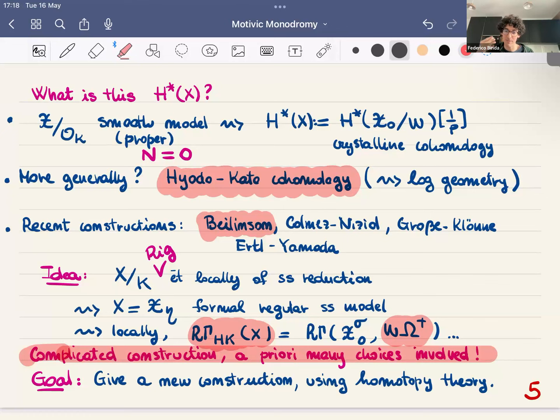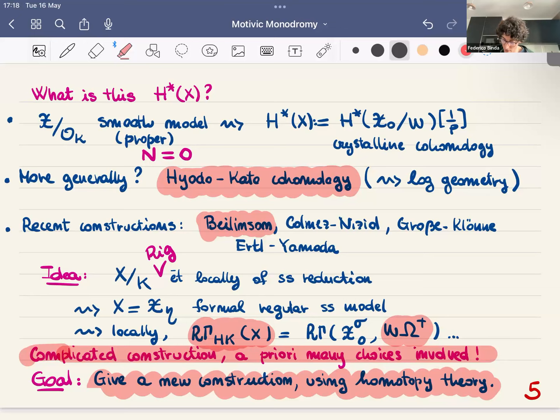So our goal was to give a streamlined construction, an alternative construction using entirely methods from homotopy theory. And the advantage of this perspective is that it's not restricted to the p-adic situation. So you can actually use it to consider cohomology theories in the analytic situation or the complex situation, recovering the invariants we considered before.